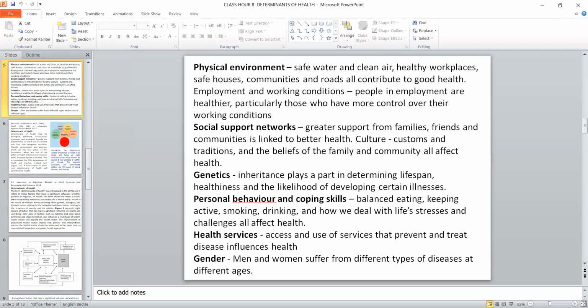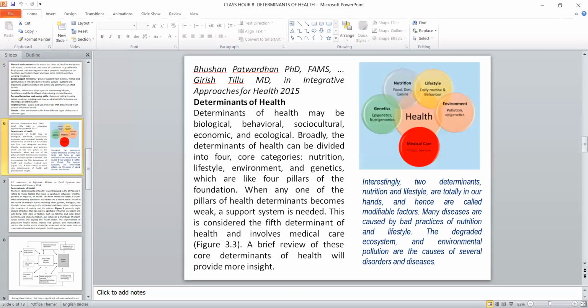In this class, I want to give two research studies. One is given by Bhushan Patwardhan. I'm not able to read his name, but his article is really good. There are five major factors he has mentioned: genetics, environment, medical care, nutrition, lifestyle. Out of five, genetics, environment, and medical care are not in our hands. But the other two, what are the other two? The nutrition and lifestyle. Interestingly, these two determinants are totally in our hands only.